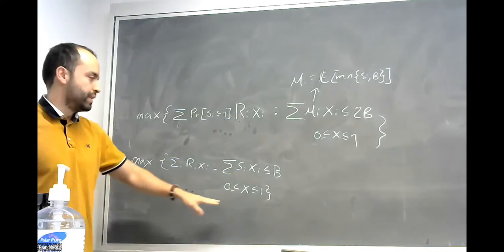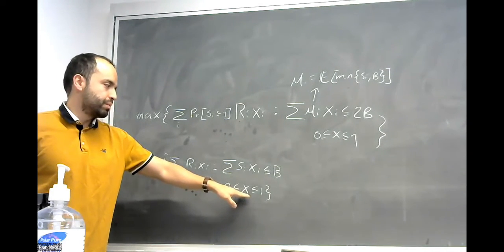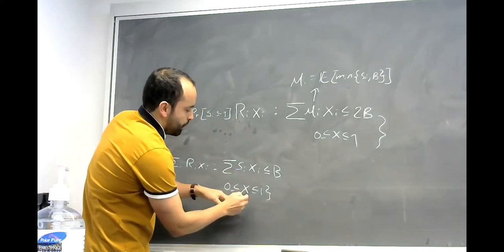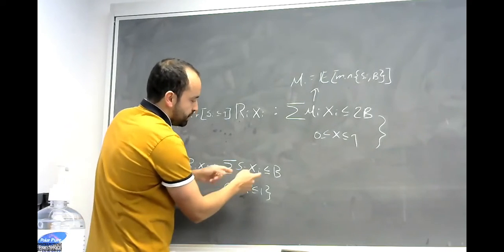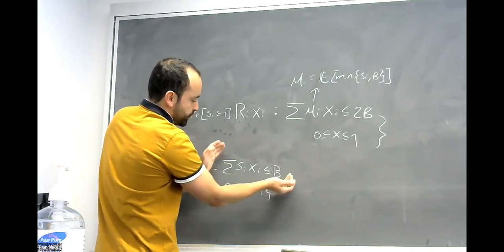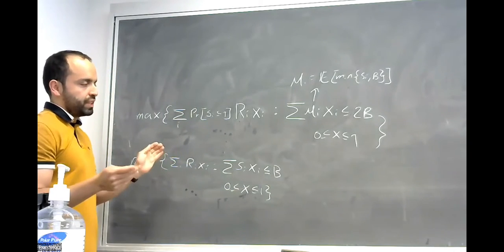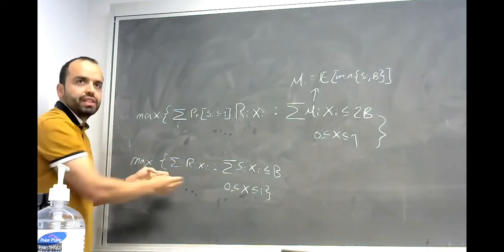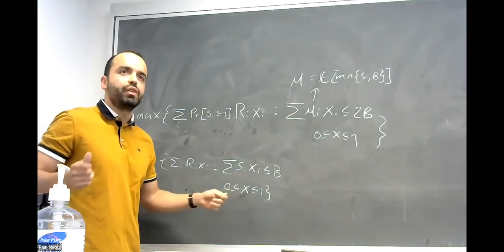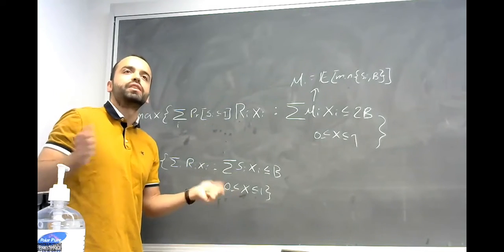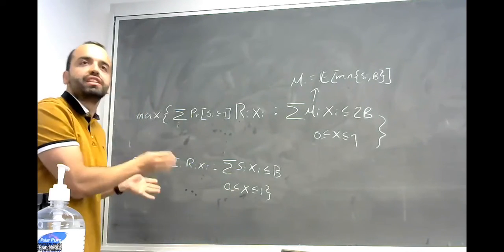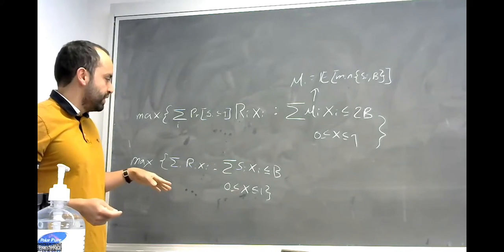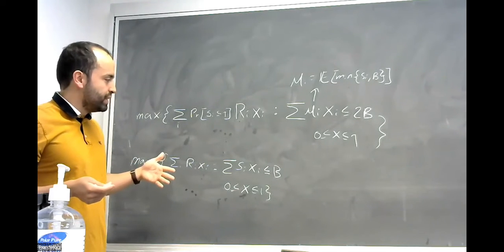This guarantees that our variables are between 0 and 1, and this constraint ensures that the capacity of the knapsack is not violated, and this is what we are trying to maximize. So if you only allow the x_i's to have integral values between 0 and 1, this is precisely the knapsack problem, right? In the integral case.